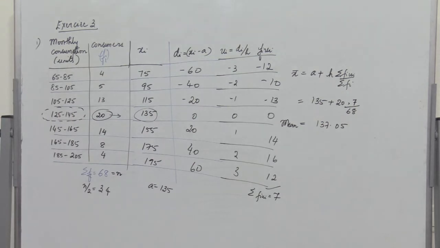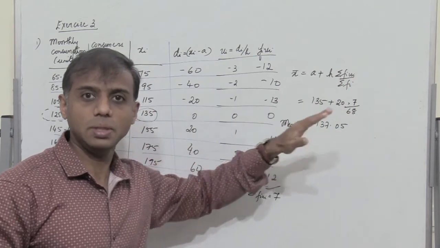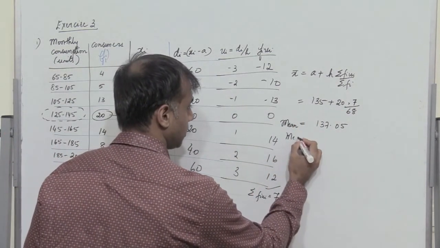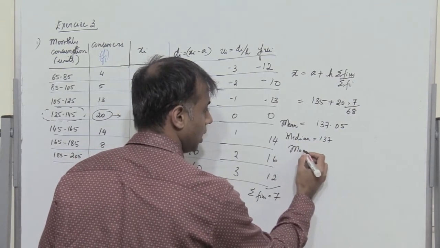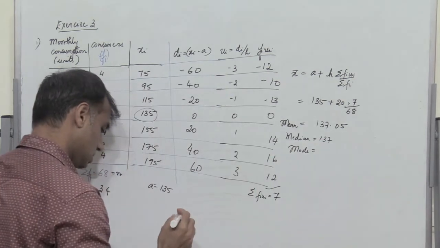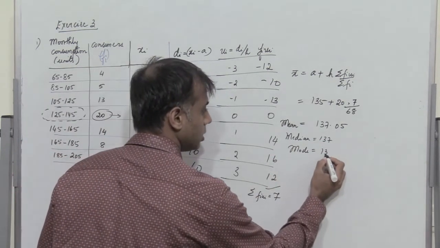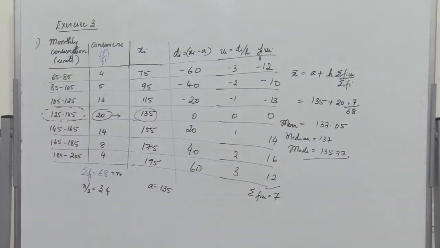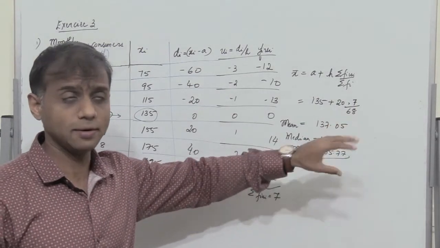So the mean value is 137.05. Right? Now if I compare the mean value with the mode and the median value, what do we observe? We know that the median value we have calculated is equal to 137, and the mode value we have calculated is approximately equal to 135.77. So we observe that all the three values we have calculated are nearly equal. This is the conclusion we have.